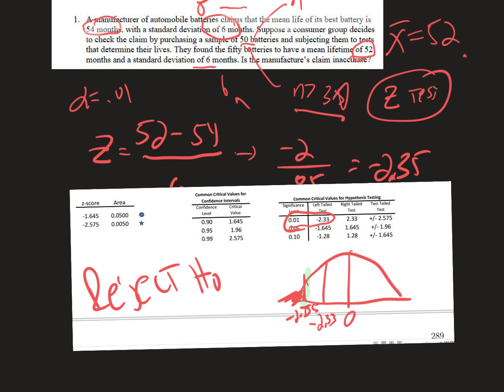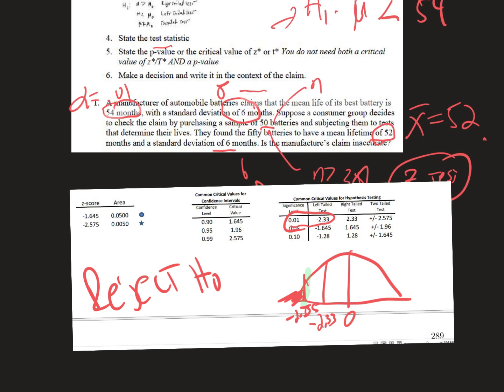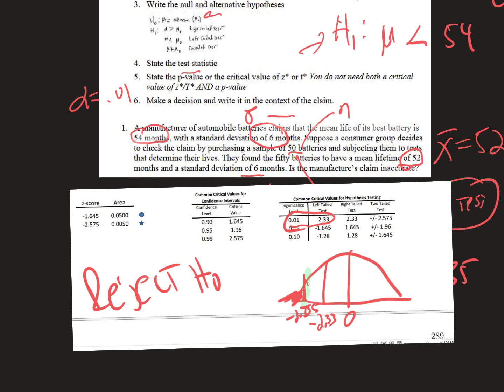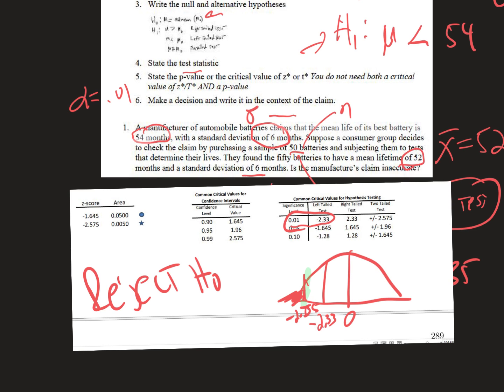Let me scroll back up and talk about what I've done. So I found the test statistic. I found a critical value of z. Now we just have to make a decision. I made a decision, reject H0, and now we have to write that decision in the context of the claim. And this is where people, because of MyOpenMath and WebAssign, don't always do this and they lose points on the exam.